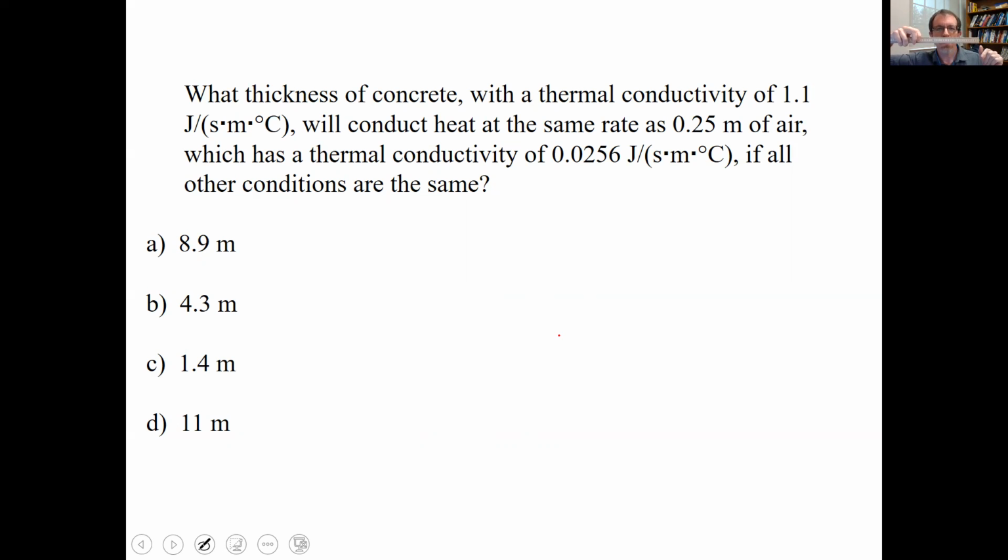So how thick would I need to make the concrete to have a thermal conductivity rate that's equivalent to a quarter meter of air? We're given the thermal conductivity of concrete. We're given the thermal conductivity of air. So pause the video and see if you can work this out.